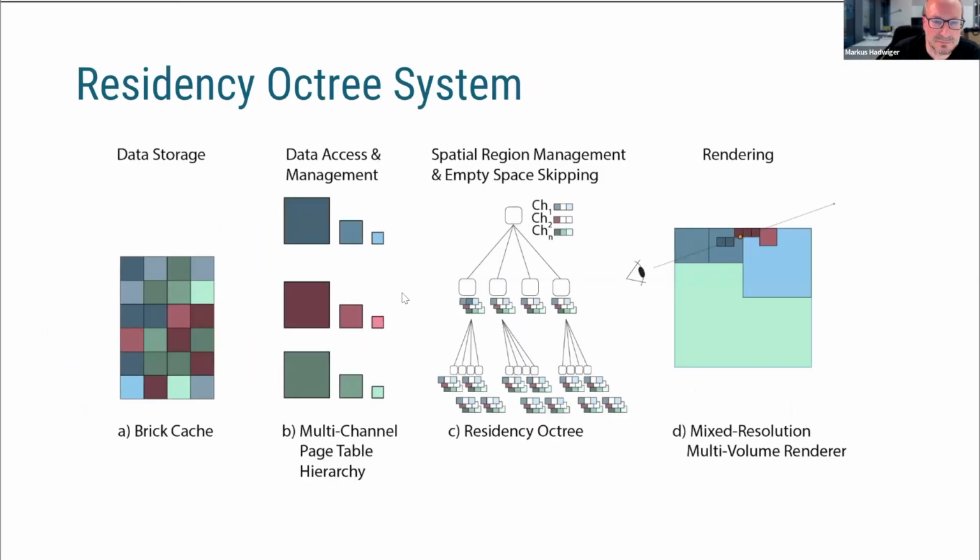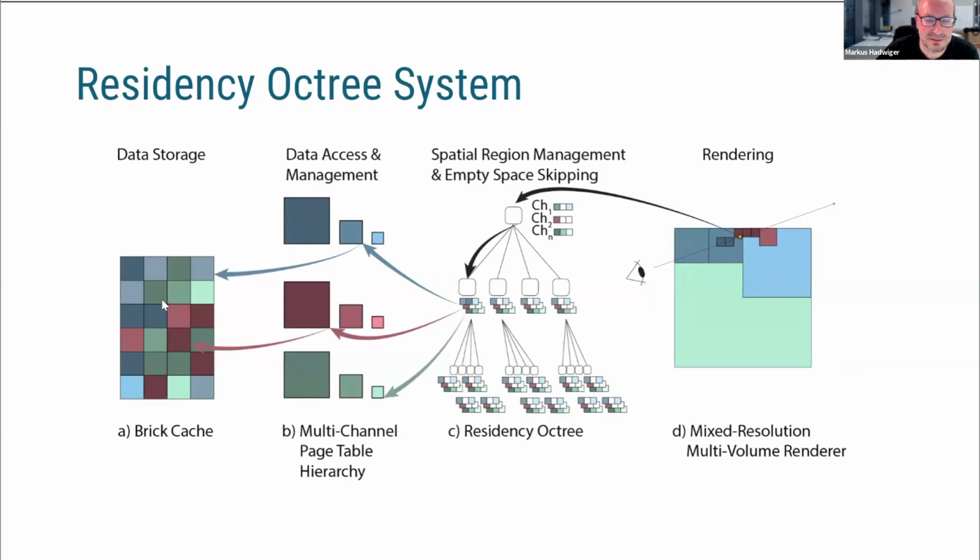So to summarize the whole system a little bit, this is replicated from before, but to give you an overview of what is involved in the whole thing. So the actual renderer is what we call a mixed resolution multi-volume renderer. So it can mix all the resolution levels, and it does multiple channels. It does that by first traversing this residency octree and using the information that it gets from this octree to access the different channels. And what I didn't show on the previous slide, of course, is that these channels again reference the actual brick cache or block cache.